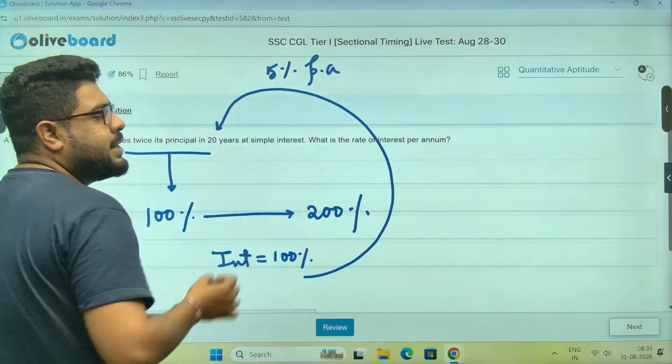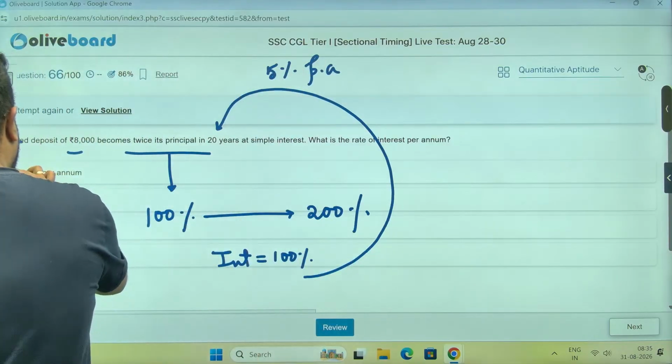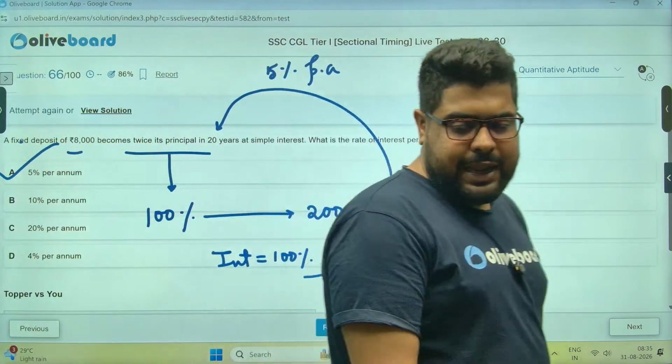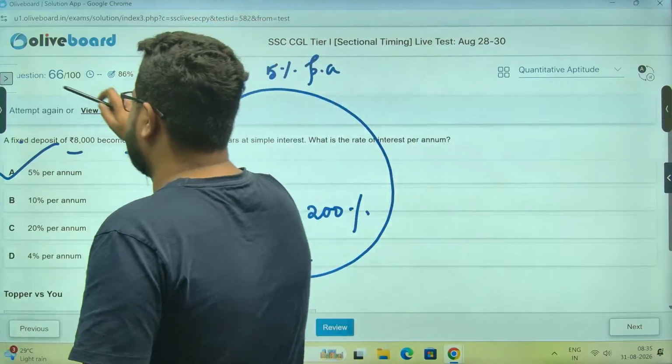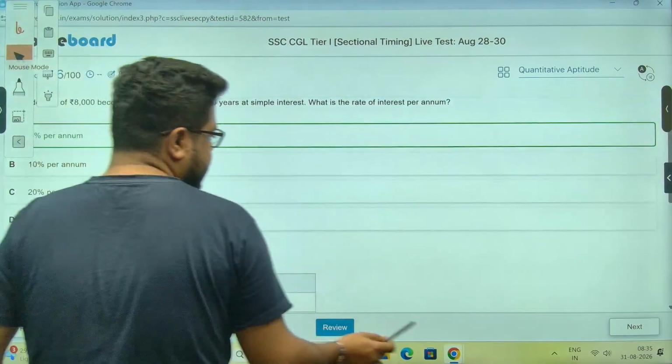Meaning every year 5% we are getting. 5 into 20 is 100. So rate of interest is 5% per annum. Option number A is most definitely your correct answer. Very simple stuff. Very, very simple.